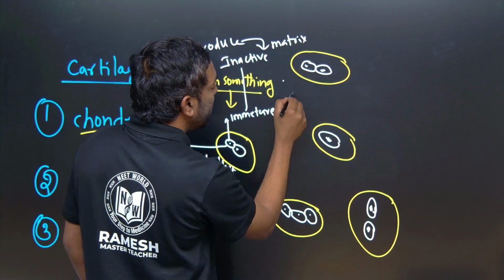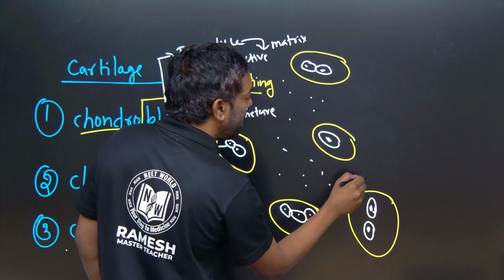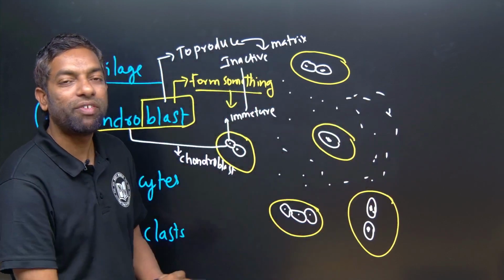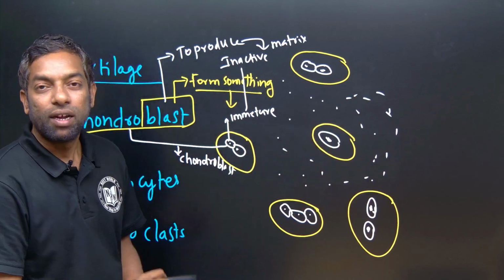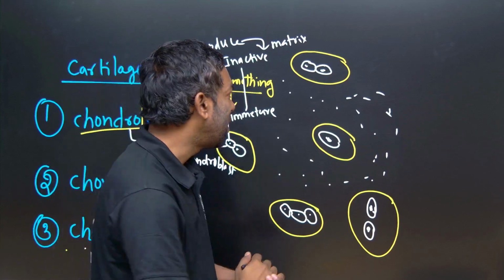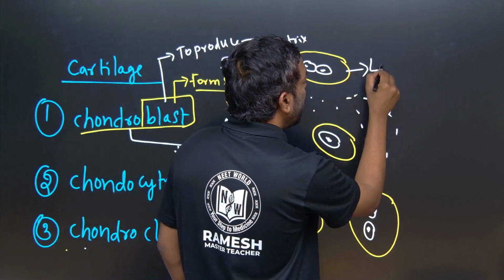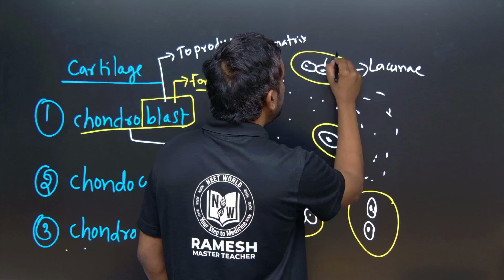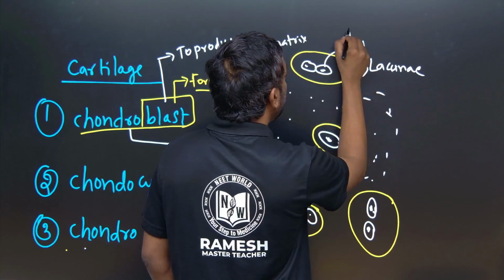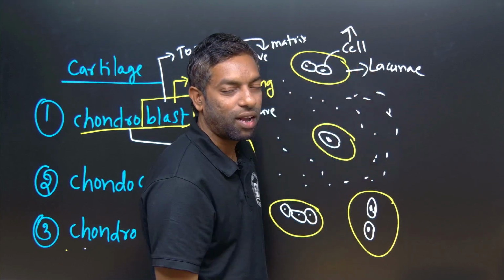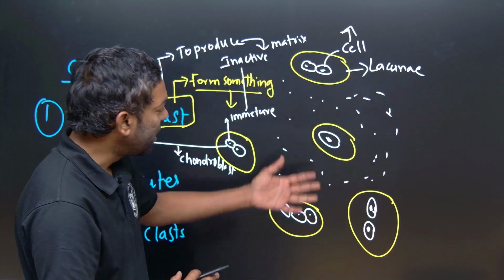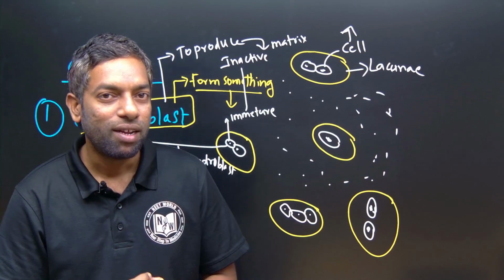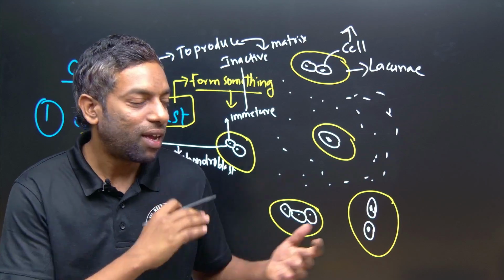Where is the matrix? This is the matrix, the space between the cells. The space in which the cells are located is called the lacuna. This is the cell, the chondroblast cell. As we know, there are fibers, elastic fibers, in the cartilage, right?